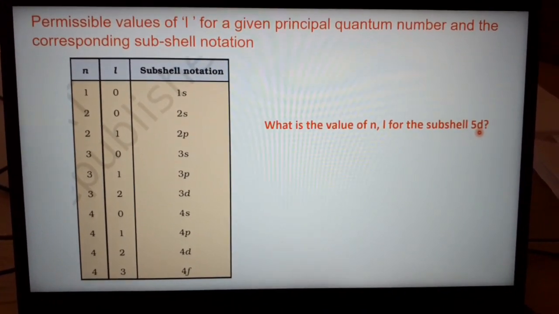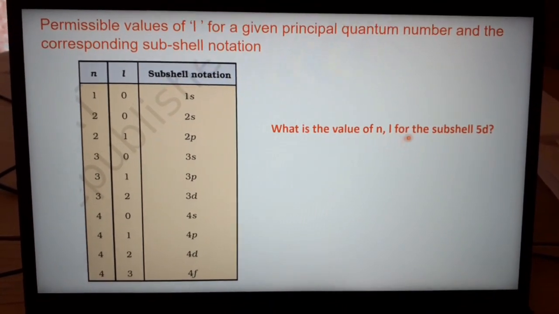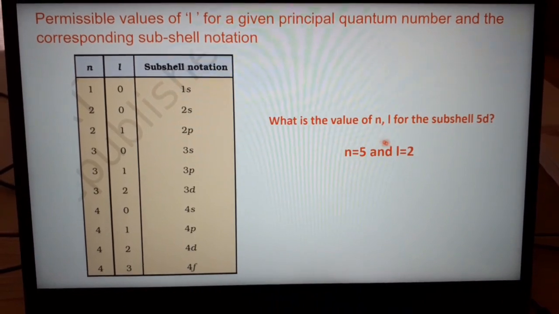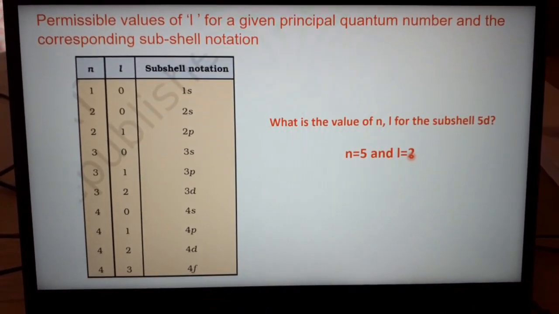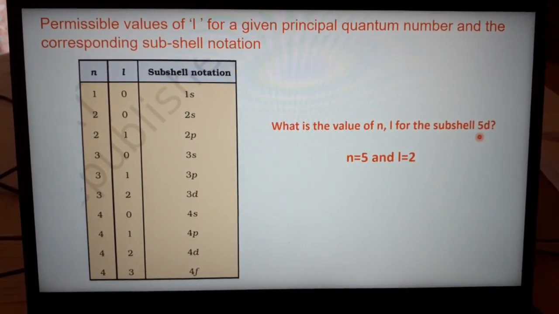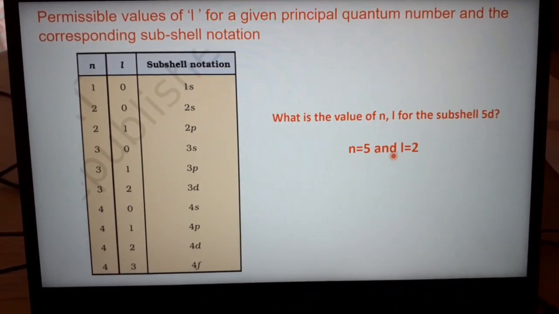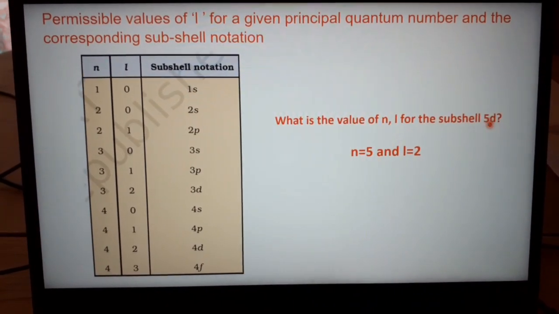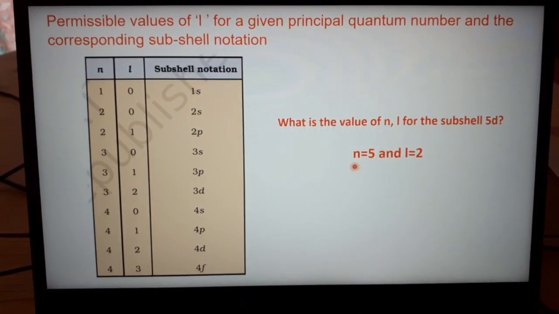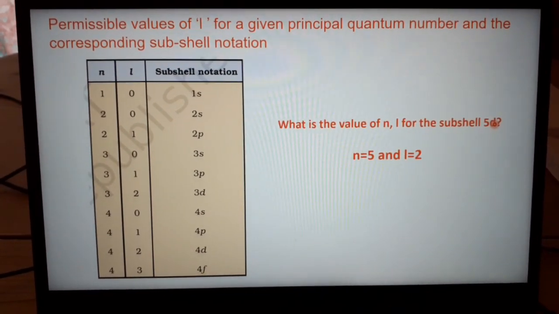Did you find that one? So this means the n value is 5 and the l value corresponds to 2, right? Because s equals 0, p equals 1, and d equals 2. So d means 2, and n value 5 is the principal quantum number. Now you can say when n is 5 and l is 2, we can write the 5d subshell.